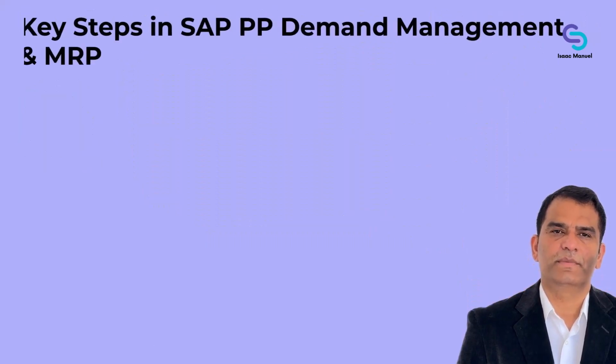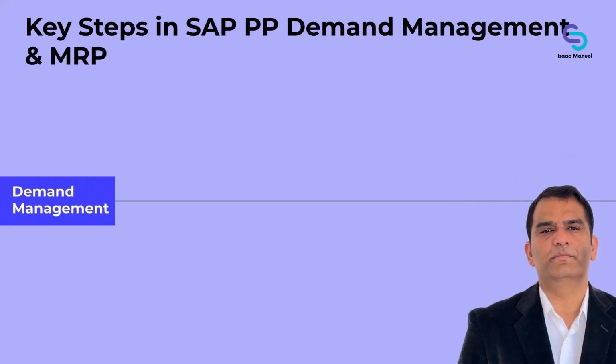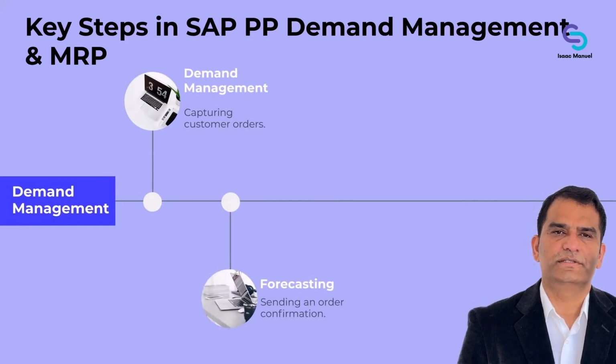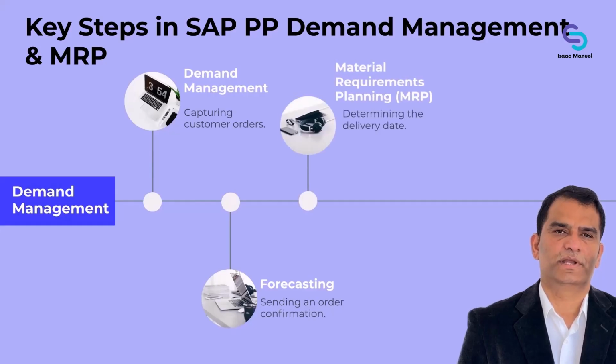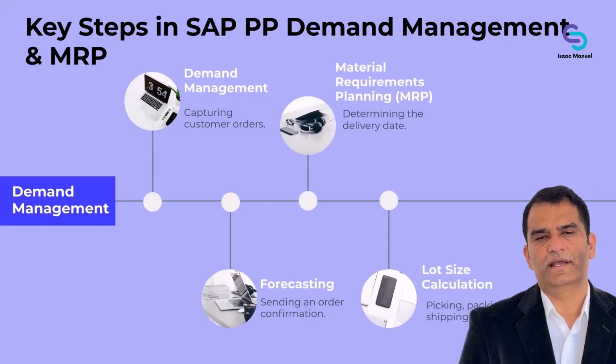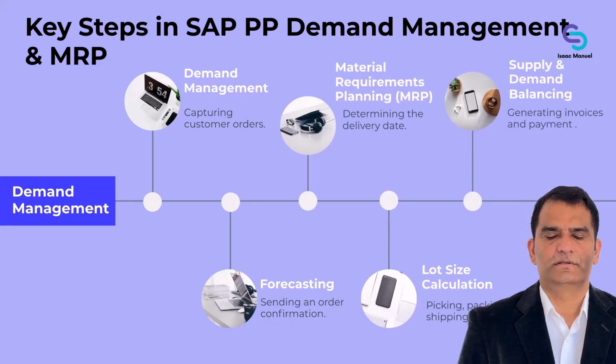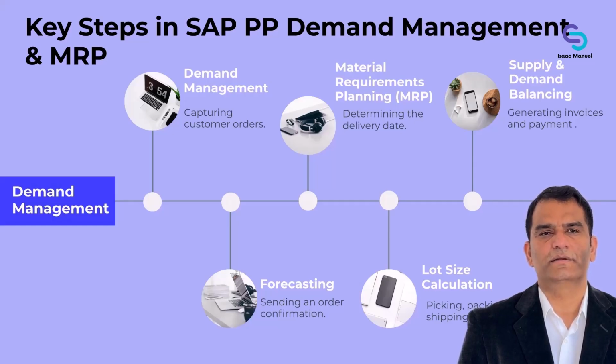SAP PP demand management and MRP streamline production by accurately forecasting demand and ensuring timely availability of materials. Demand management uses historical data to predict customer needs, creating planned independent requirements to guide production, minimizing shortages or excess inventory. MRP ensures materials are procured efficiently by analyzing demand forecasts and existing stock.